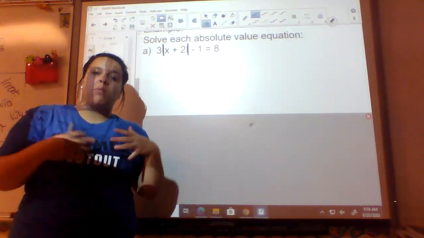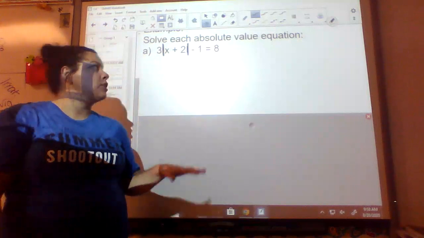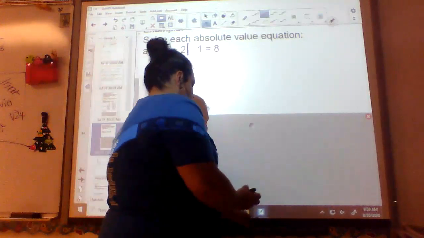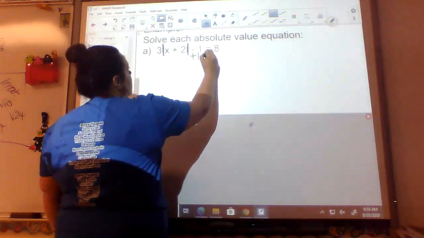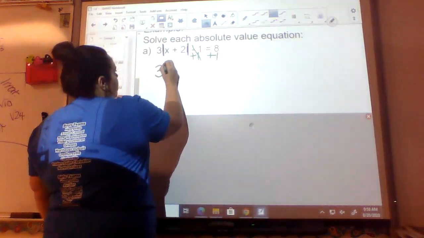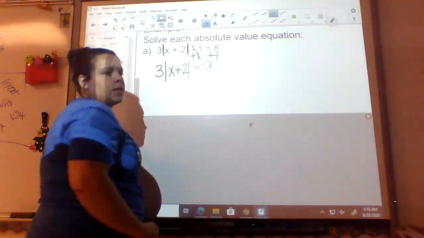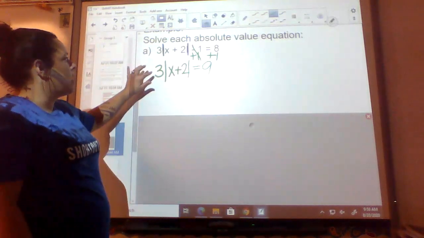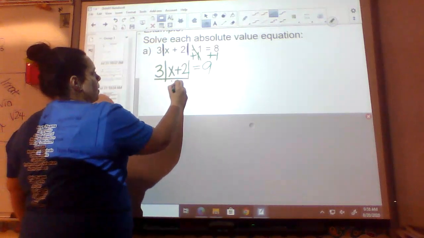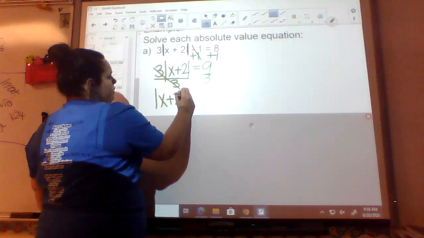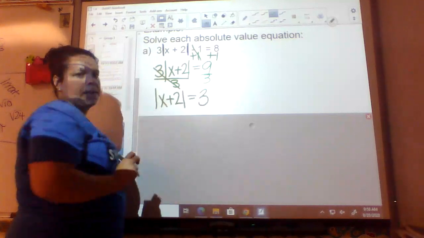So I have to think, okay, what would be the steps that I would solve a regular equation if this was just like 3x minus 1? First thing I would do is add the 1, okay? So that would leave me with 3 times the absolute value of x plus 2 equals 9. The absolute value is still not by itself because that 3's out there. So now I'll divide by 3. So that'll leave me with the absolute value of x plus 2 equals 3.